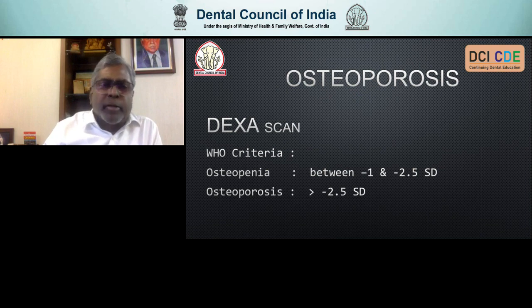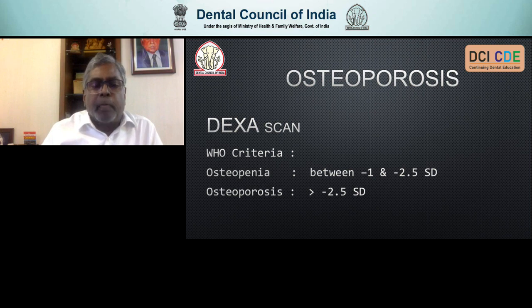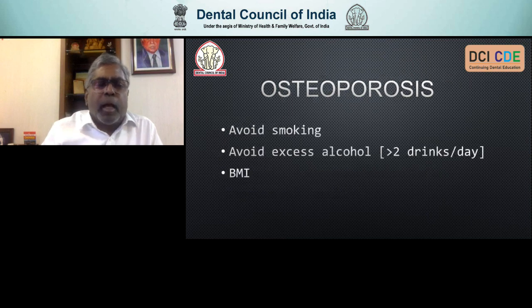Let's look at another interesting thing of osteoporosis. DEXA scan is considered to be a diagnostic to say which patients are osteoporotic or which patients are osteopenic. So a value of -1 to -2.5 standard deviation is considered osteopenia, and more than minus 2.5 standard deviation is considered osteoporosis. And of course, for these patients, you put them on medications, and then you also ask them to avoid smoking, avoid excess alcohol, control the BMI.